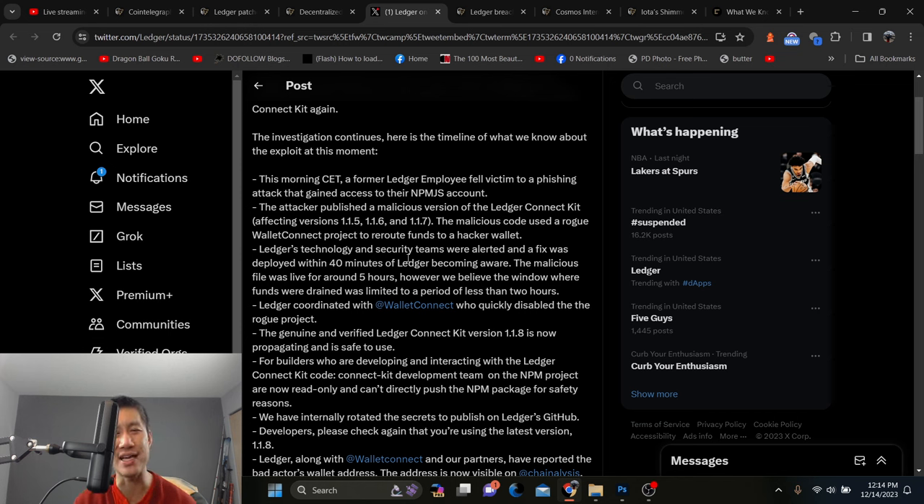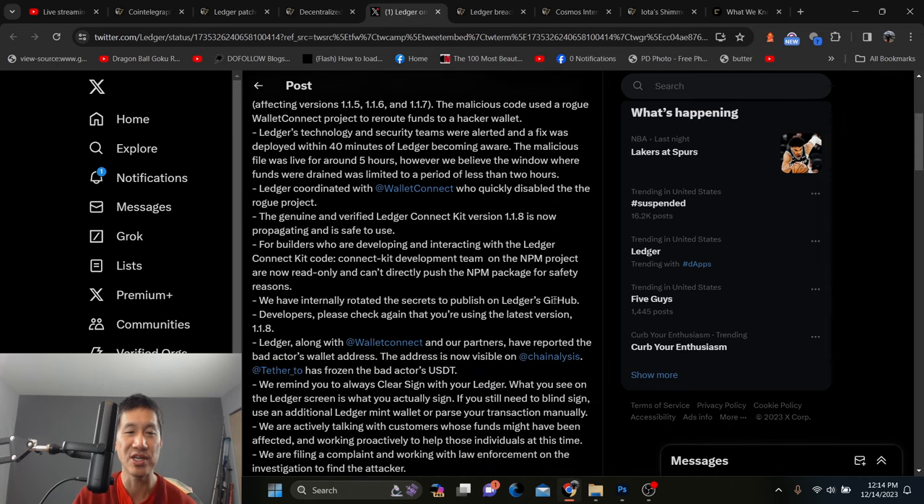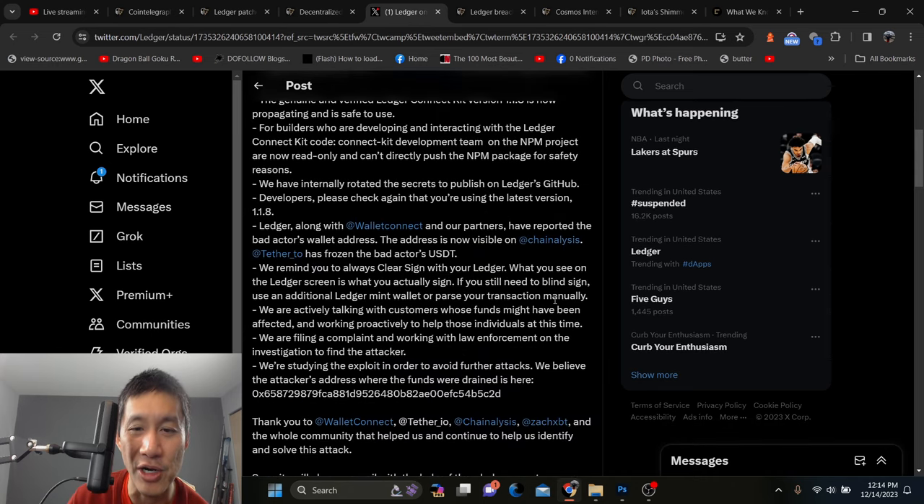I suppose the phishing attack on the former employee kind of caused this. Seems a little weird to me, but I guess it could happen to anyone. For builders who are developing and interacting with Ledger Connect Kit code, the Connect Kit development team on NPM project are now read-only and can't directly push the NPM package, for safety reasons. We've internally rotated the secrets to publish on Ledger's GitHub. Developers, please check again that you're using the latest version.